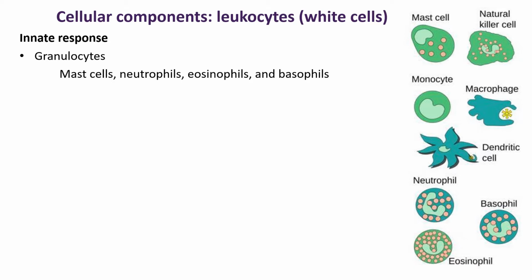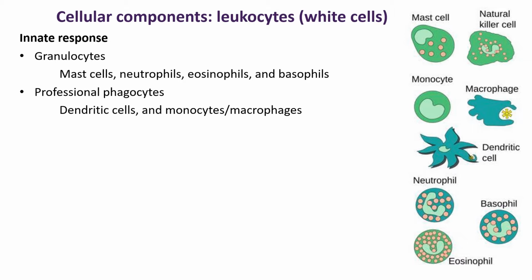So in the innate response, we have granulocytes. Remember, we talked about the chemical mediators being formed in granules in specialist vesicles within granulocytes. Well, these are the granulocytes. So under this, we have mast cells. Remember, they release histamine, serotonin, heparin. We have neutrophils. We have eosinophils and basophils.